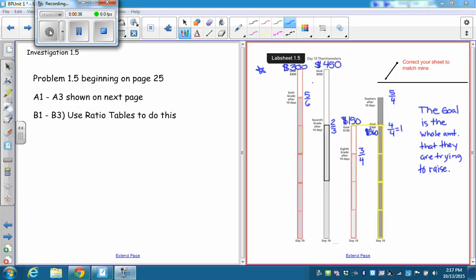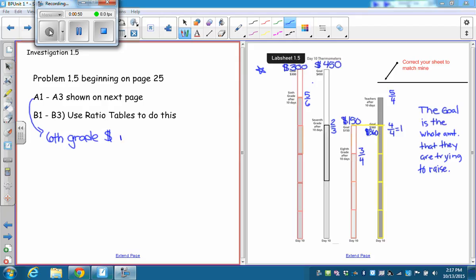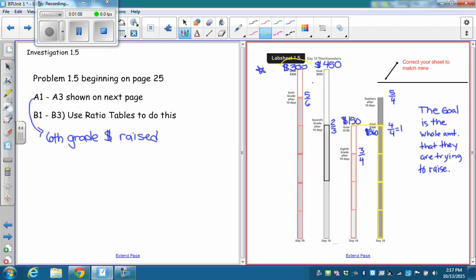So Alice, you're going to explain the process of figuring out, and this is part A, the 6th grade money raised. How do you do that? Well, you look at the whole fraction bar. If the goal is 300 and 5/6 was shaded in, you have to divide 300, I think, by... Close. So I'm going to just say it a little louder.